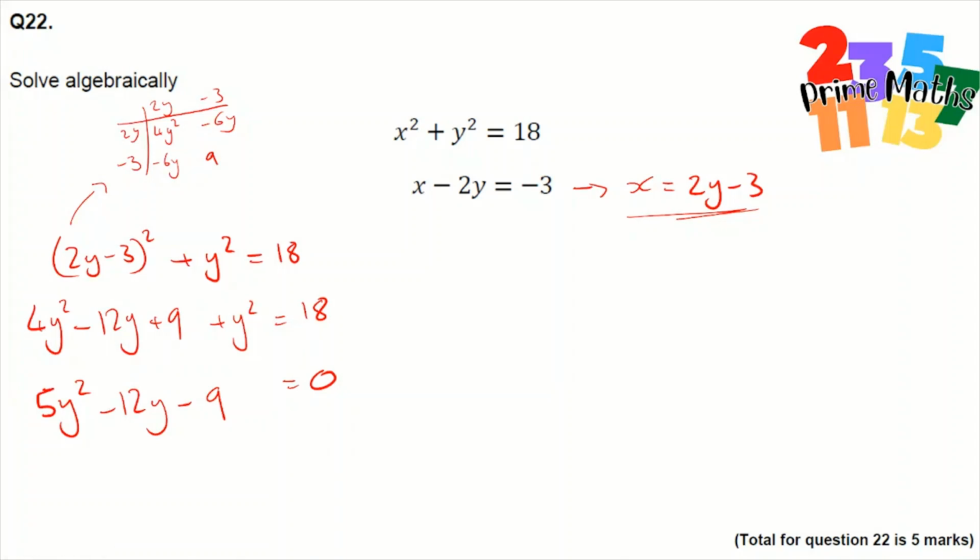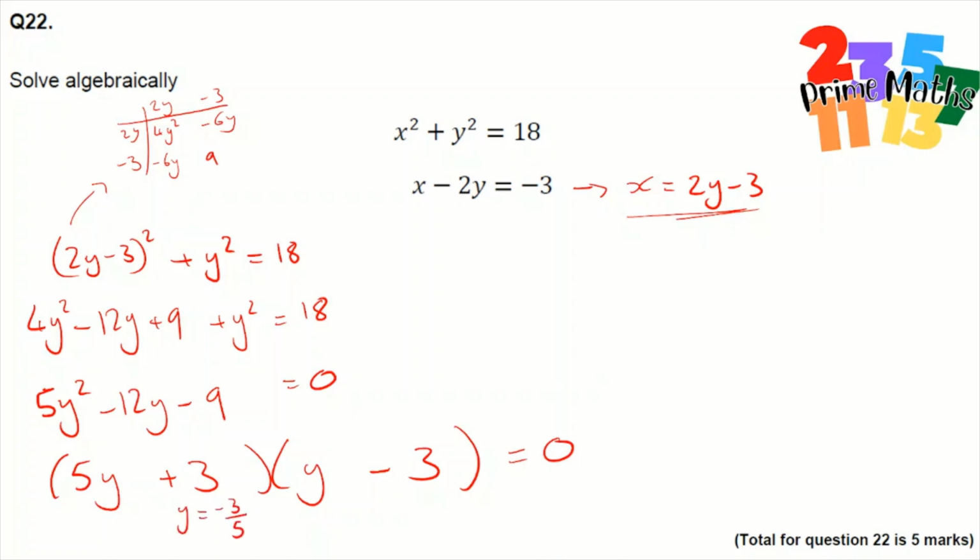There are different ways we can solve the quadratic. You could use the quadratic formula, but we can factorise this. We know we need 5y and y, and we want it to be minus 9, which would be minus 3 and 3. Checking this works, we'd get 3y from the 3 and the y, and minus 15y from the minus 3 and the 5y. This means that y is negative 3 over 5, and that y is positive 3. So we have two of our y coordinates. We have 3 and minus 3/5.